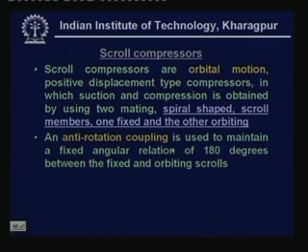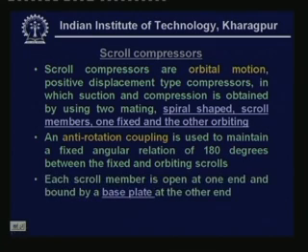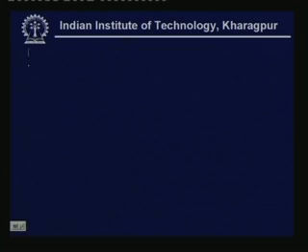And an anti-rotation coupling is used to maintain a fixed angular relation of 180 degrees between the fixed and orbiting scrolls. This is not shown in the picture, but an anti-rotation coupling is essential. It has to maintain a 180 degree phase difference between the fixed and orbiting scrolls. Once again, let me show how it works.